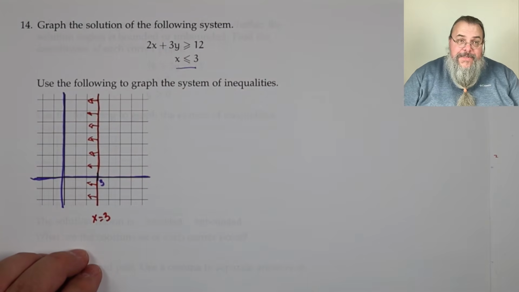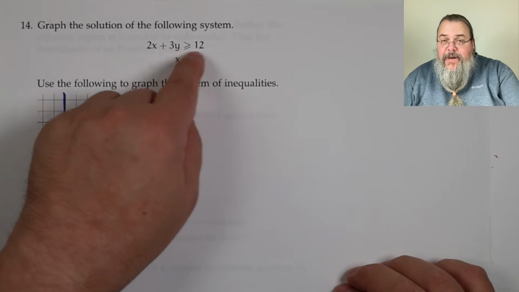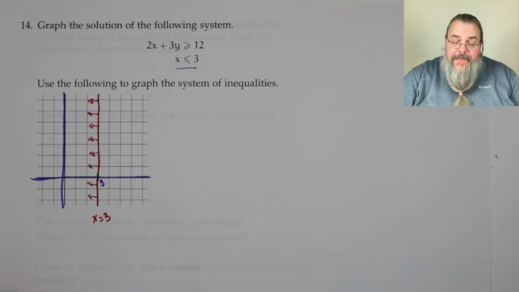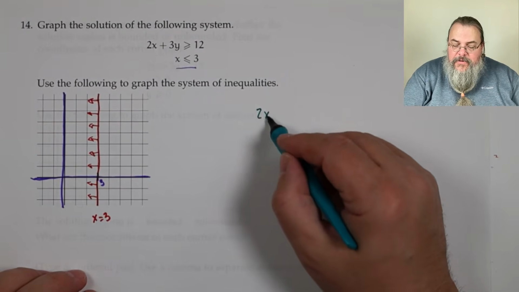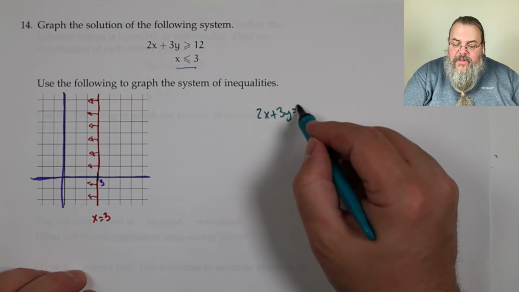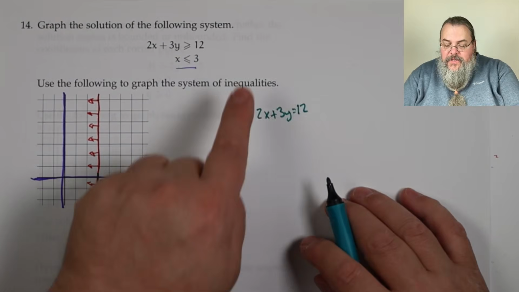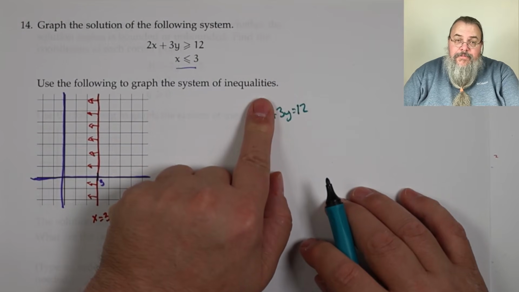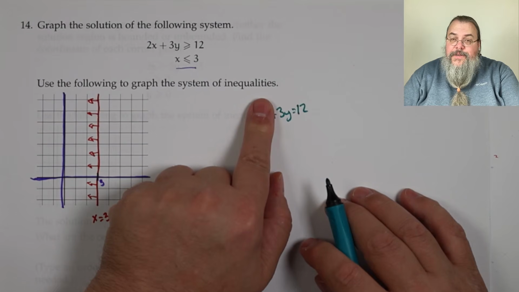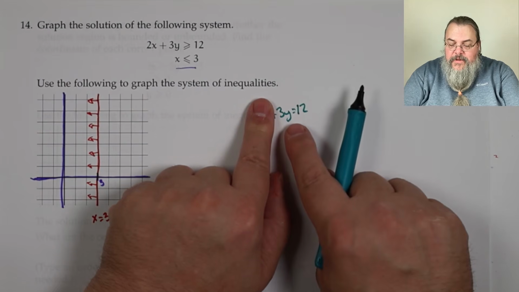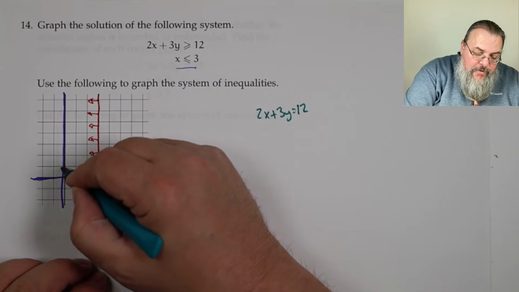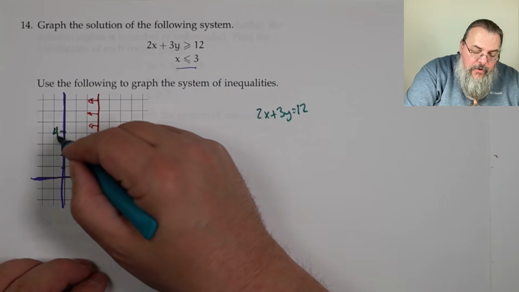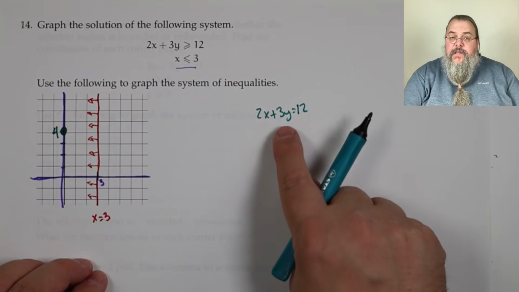Now, next thing. 2x plus 3y greater than or equal to 12. Well, let's start by drawing 2x plus 3y equals 12. And to do that, we say, well, let's find 2 points. Here's the easiest thing to do. Cover up the x. And that's like saying x equals 0. What is y? Well, it tells us 3y equals 12. So y equals 4. So you say, great. Count up to 4. So here is 4. That's going to be a point on the line.